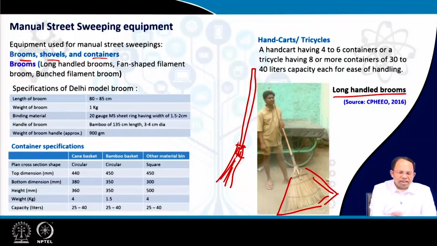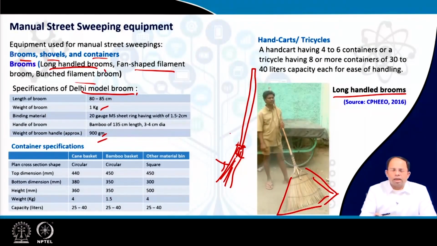So there are different specifications: long handle brooms, fan shaped filament brooms, bunch filament brooms. This is a bunch filament broom kind of thing. This is called a Delhi model broom, and you can see it weighs around 900 grams. The handle is around 900 grams, the broom is around 1 kilogram, and that is how it looks.